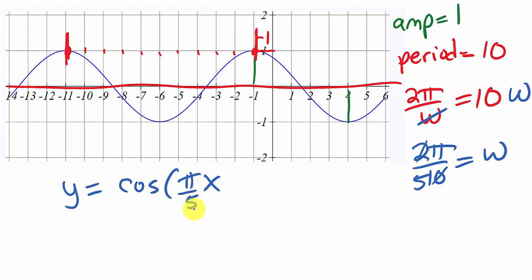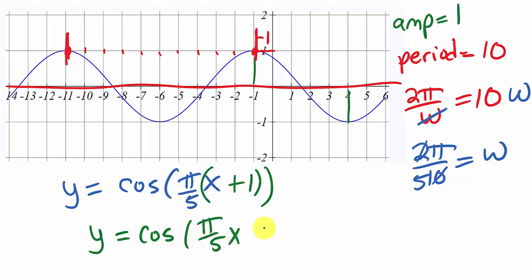Now I need to get the phase shift on there, and the phase shift is 1 to the left. So if I make parentheses here and do +1, so I do the opposite sign, that will give me the phase shift that's 1 to the left. If we wanted to write that without any parentheses, we could distribute through, and we would have pi fifths x plus pi fifths inside of the cosine function.